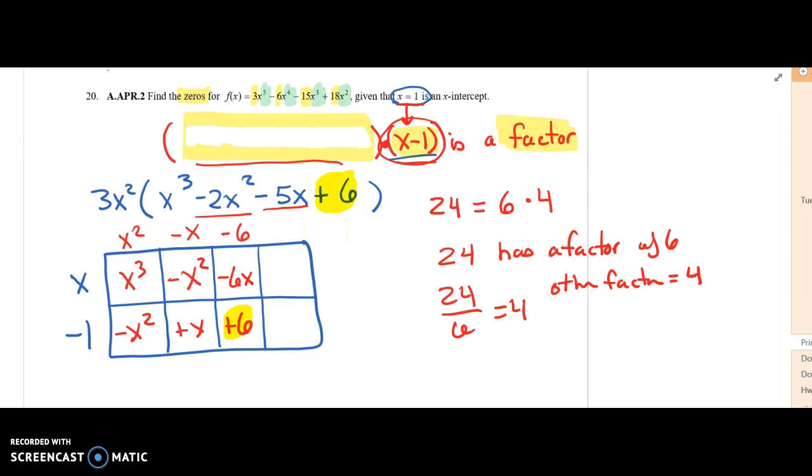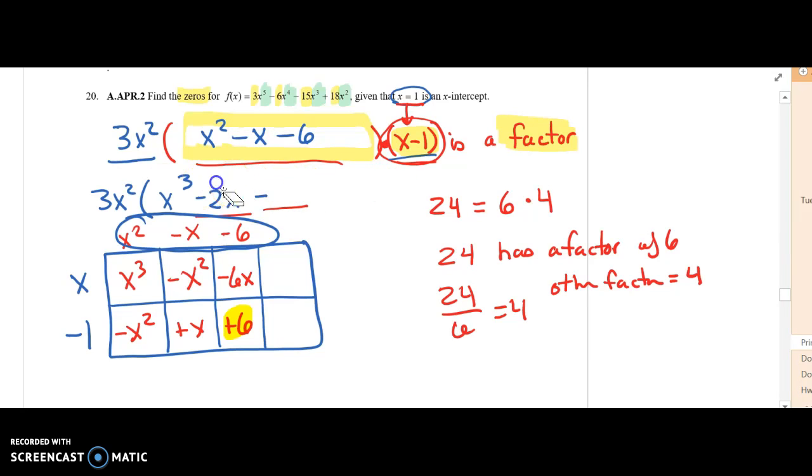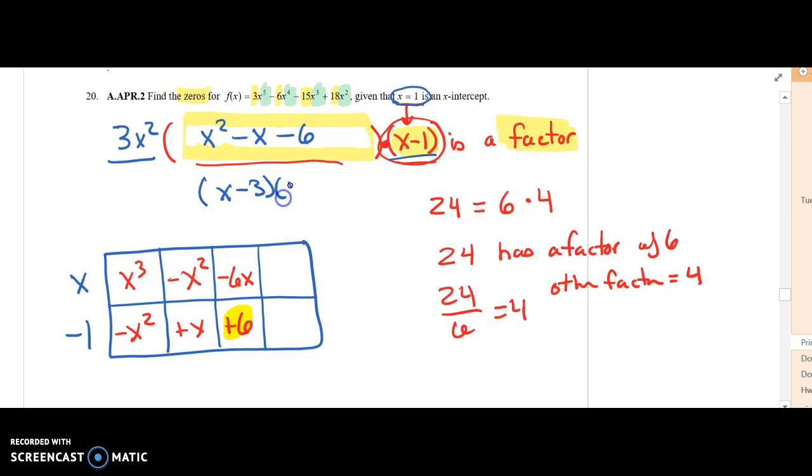So that means the other factor, that one I was searching for, besides the 3x squared I factored out, is right there. X squared minus x minus 6. Now I can factor that to get to any remaining zeros. X minus 3, x plus 2, the original x minus 1 that I had, and 3x squared. That gives me zeros of 0, 3, negative 2, and 1.